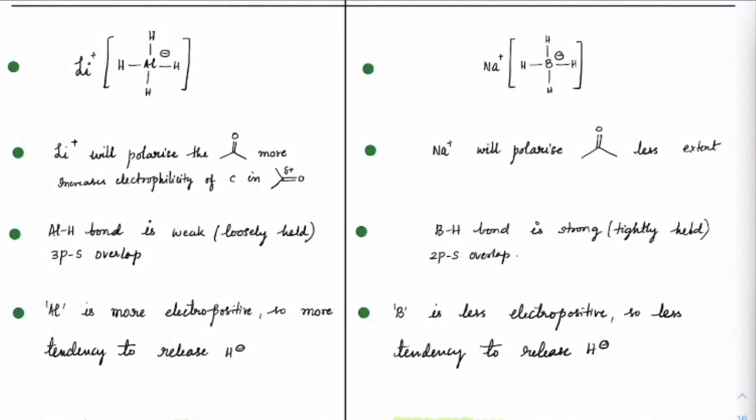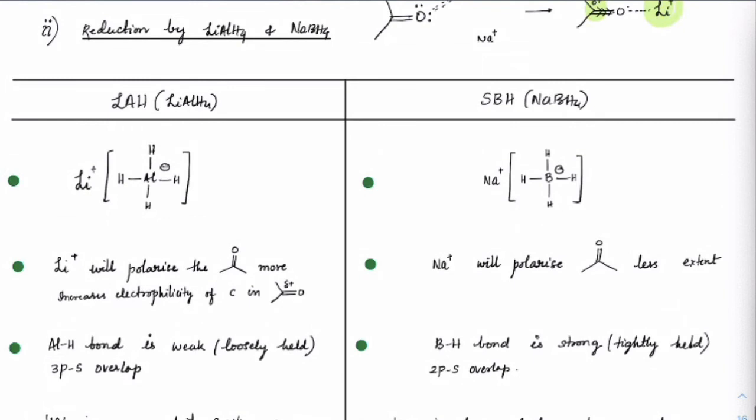So we can definitely say the bond strength of B-H will be more as compared to that of aluminum hydride. So from this, can I conclude that the aluminum-hydrogen bond can be broken easily and H minus is more available? Now if you compare the electronegativity of these three, you will find hydrogen is more than boron is more than aluminum.